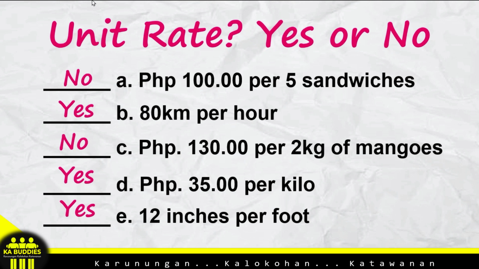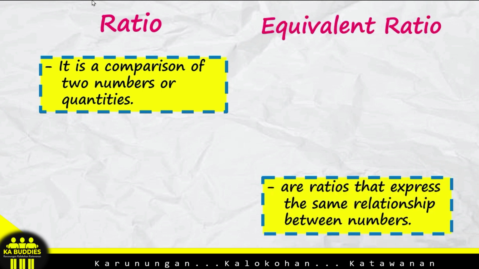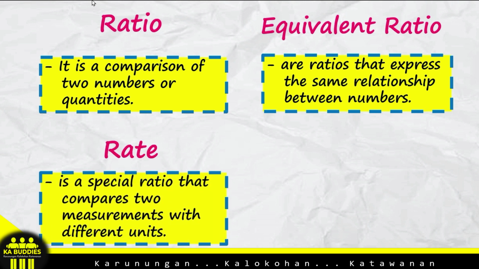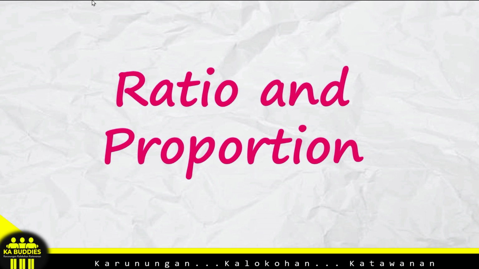So before we proceed to proportion, let us have first a recap. When we say ratio, it is a comparison of two numbers or quantities. And when we say equivalent ratios, these are ratios that express the same relationship between numbers. When we say rate, it is a special ratio that compares two measurements with different units. And then for the unit rate, it is a rate in which the denominator is always 1. So, we are done in ratio.